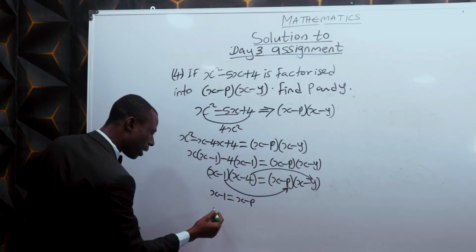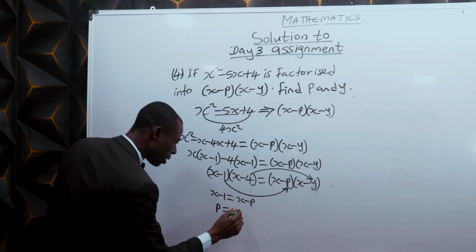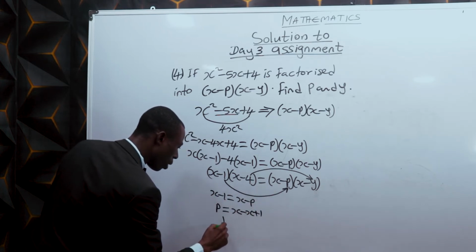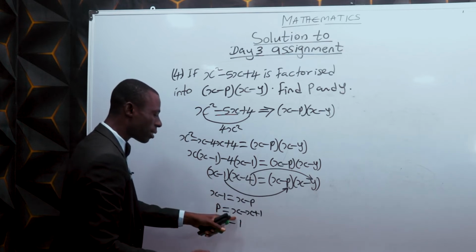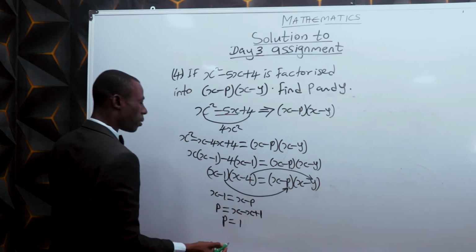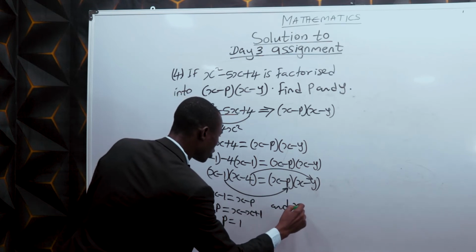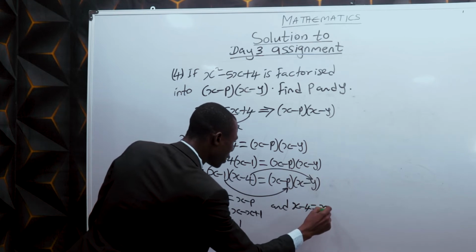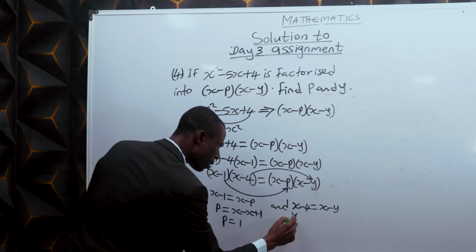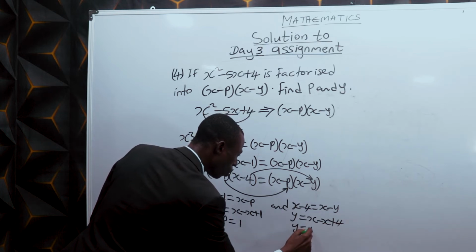Now bringing your p down here, negative p will become positive p, which is equal to x. Taking this x to the other side becomes negative x. Taking negative 1 to the other side becomes positive 1. So you have p equals 1, because negative x plus x is 0 plus 1. Answer is 1. Doing the same thing for the second one, x minus 4 is equal to x minus y, in which you can say, bring this negative y to this side, you have y equals x minus x plus 4, y equals 4.